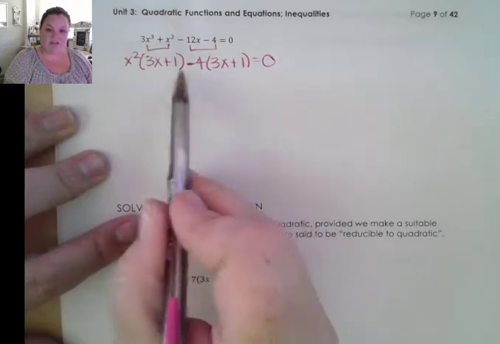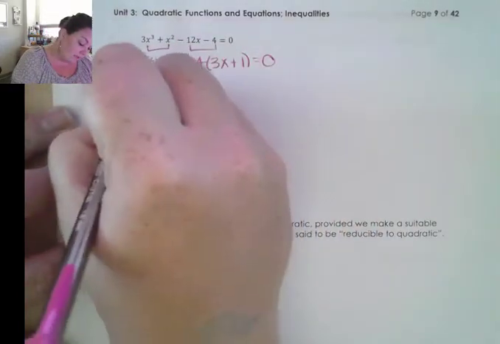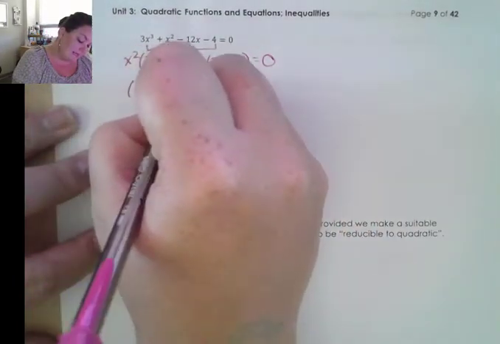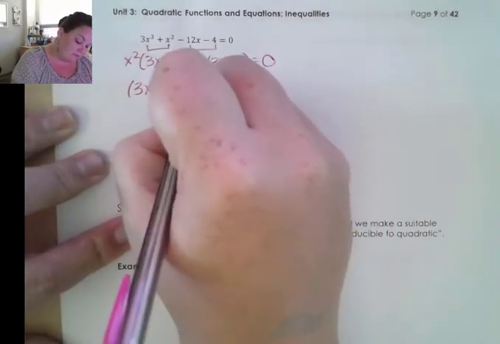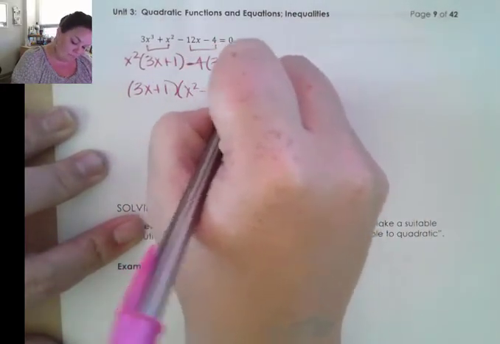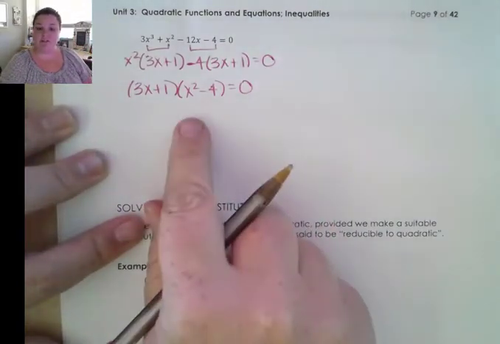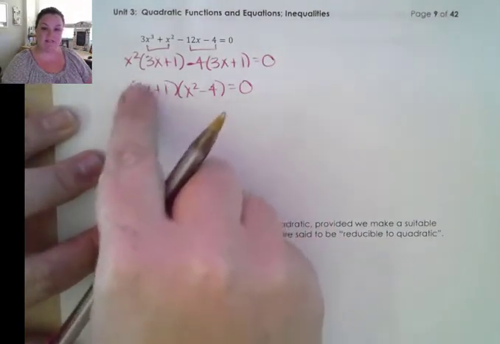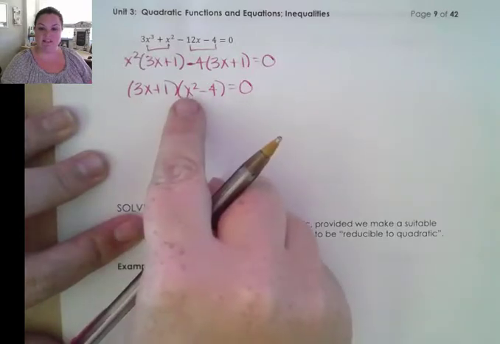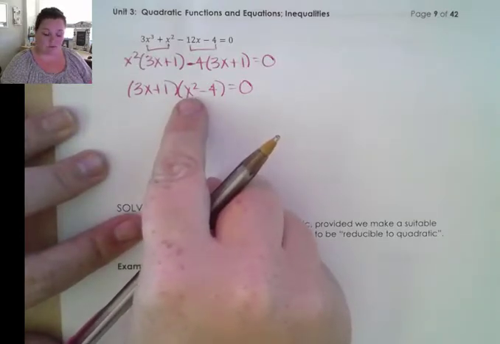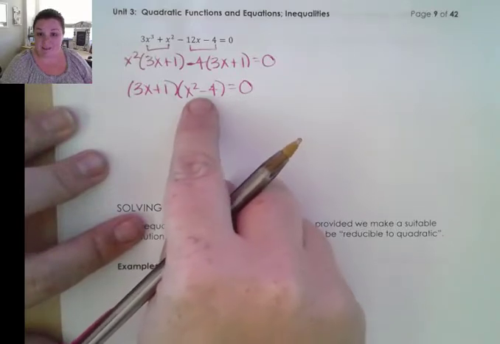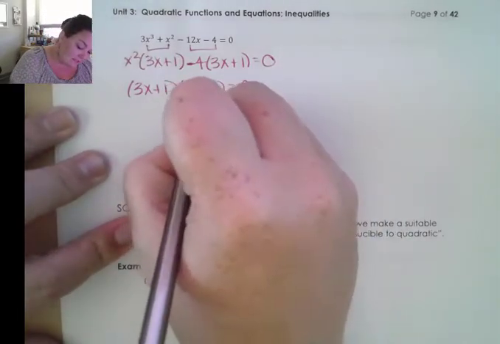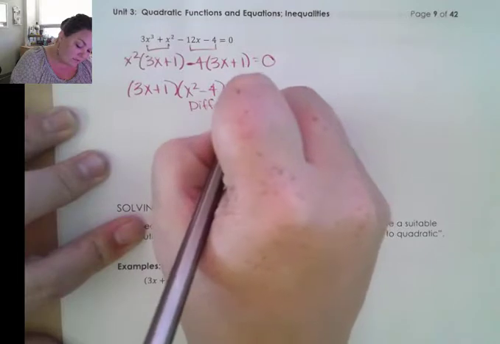So now that they both have this 3x plus 1 quantity, we're going to go ahead and take it out. And notice I'll be left with x squared minus 4. And I'm actually not fully factored here, right? This one is because it's an x to the first power, but this one I still have an x squared. And if you notice, this is a perfect square and that is a perfect square and they're being subtracted. So this is actually a difference of squares.